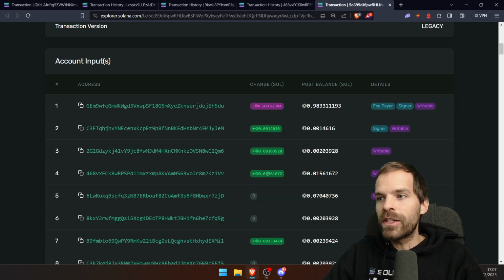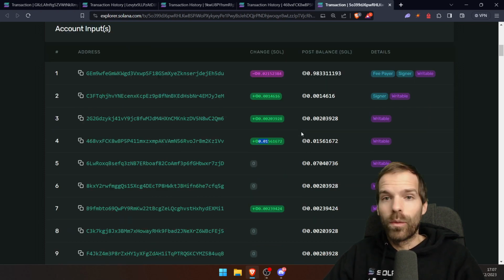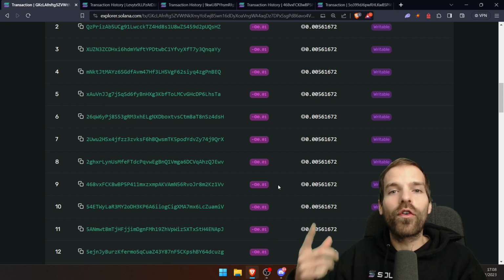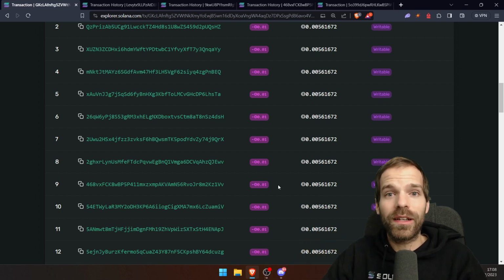And then additionally to rent exemption, we also put 0.01 sol onto that account at the point of minting the NFT. Why do we do that? Well, such that later we can drain all of those accounts and remove that sol again. And this is the process of collecting fees. That's how Metaplex does it.